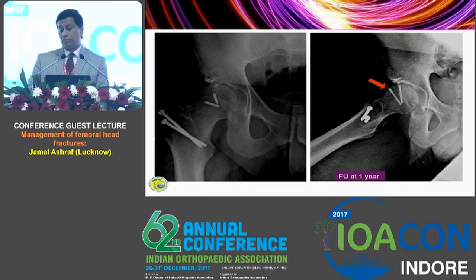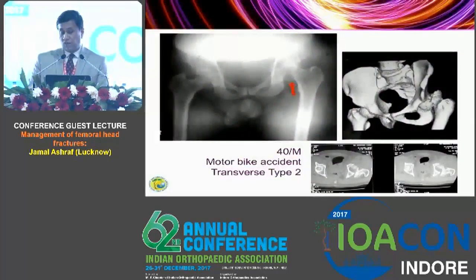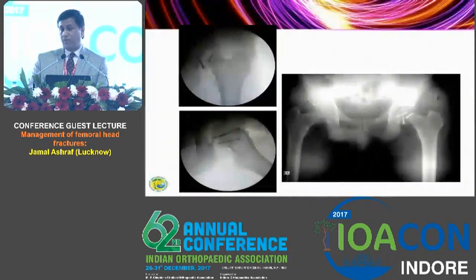There are no AVN changes, though 1 year is still early, and the joint line is well maintained with no limitation of motion. A 40-year-old male presents to us with a transverse type 2 fracture. Such scenarios are often irreducible, which was the case here. Closed reduction could not be achieved. Therefore, through an anterolateral approach, the femoral head fracture was removed, the acetabulum inspected for free fragments, and then the head atraumatically dislocated anteriorly, and the fracture fixed under direct visualization with 3 full-threaded cancellous screws, which were countersunk.